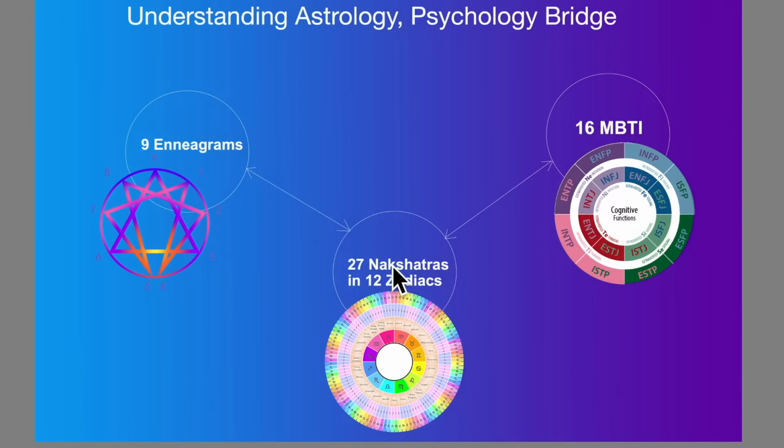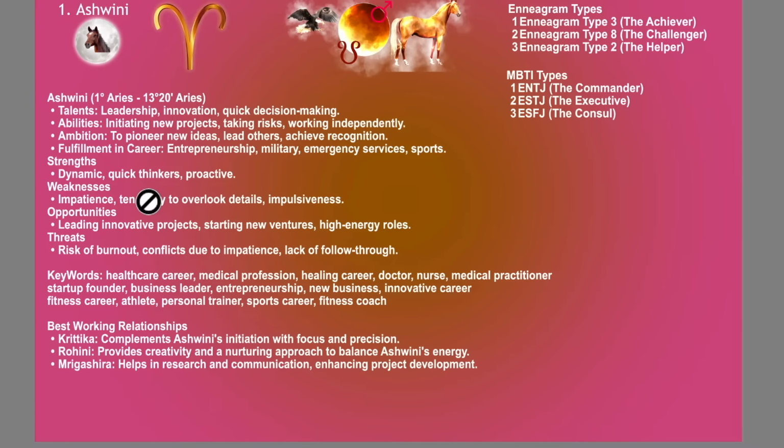So there'll be basically 27 videos of each. This is the introduction part of every video. And how we are going to cover that is by taking a standard format. This is for Ashwini Nakshatra, for example, where we are going to discuss the talents, abilities, ambition, and fulfillment in career first. Then we are going to do some SWOT analysis, strengths, weaknesses, opportunities, and threats, from a personality perspective. Then we are going to have some keywords discussing the different career possibilities for such nakshatras, especially if it's the Lord of the D1 or the D10.